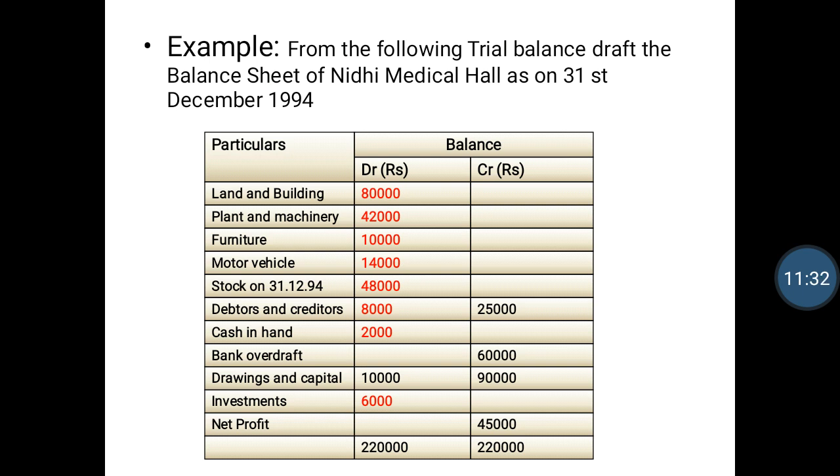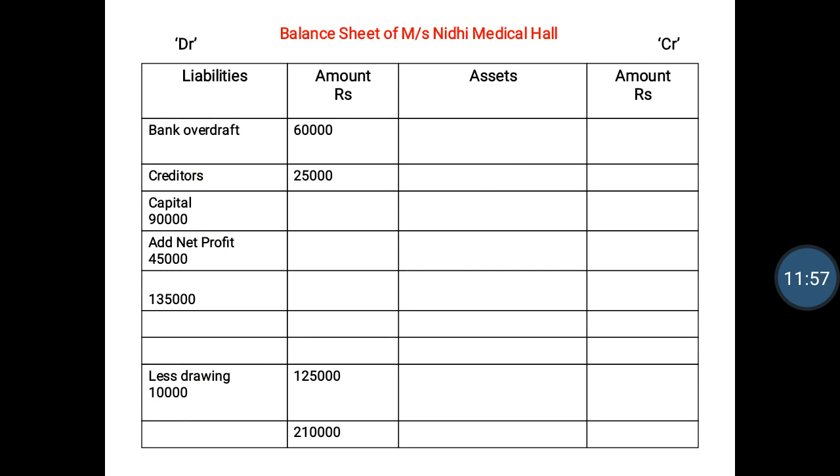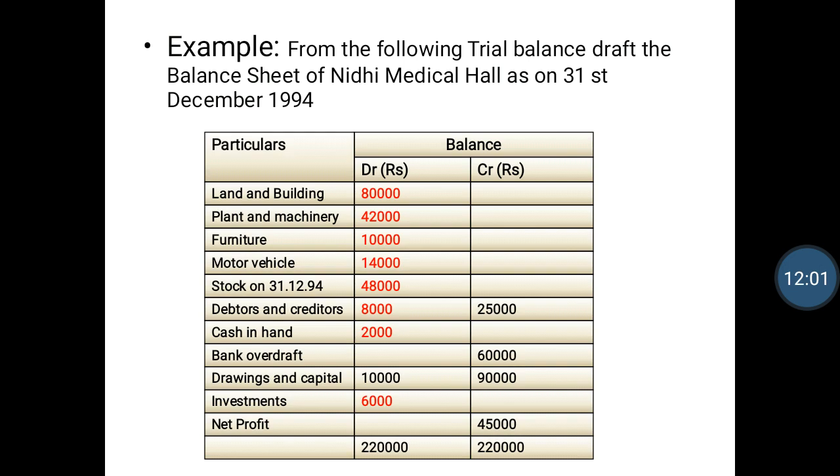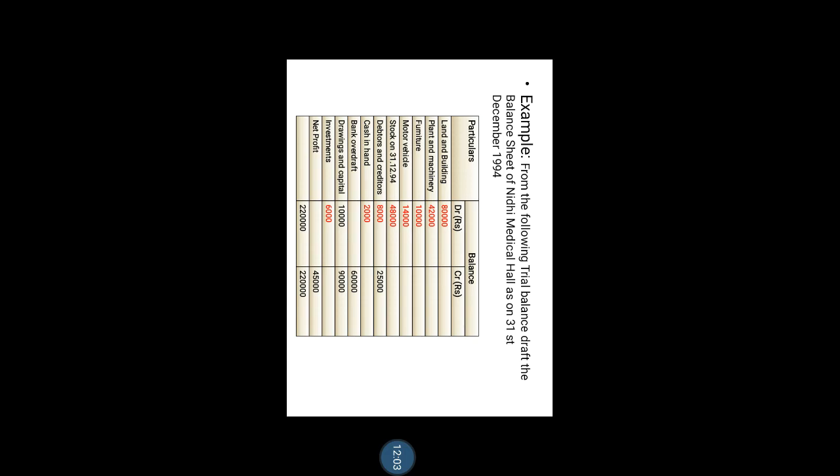Bank overdraft is urgent for repayment, so that's why it is first. After that, the creditor, it is on second priority, so that's why bank overdraft first, after that creditor. Then the next one is capital and drawing.